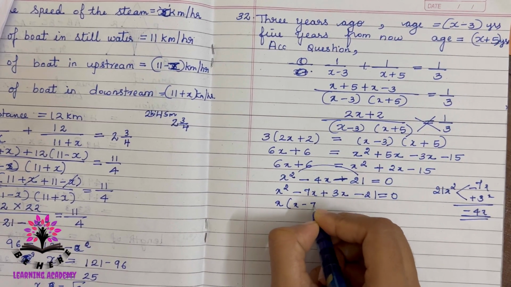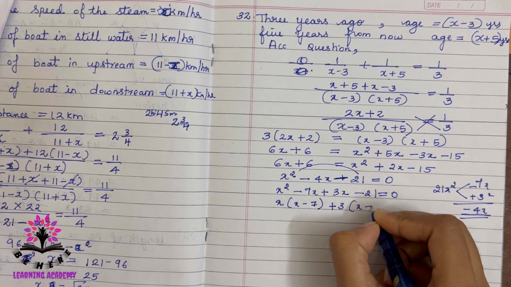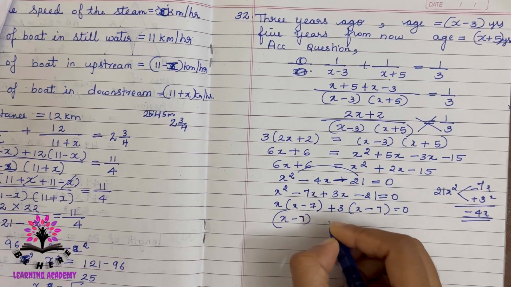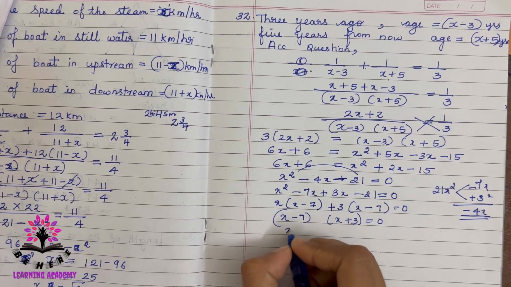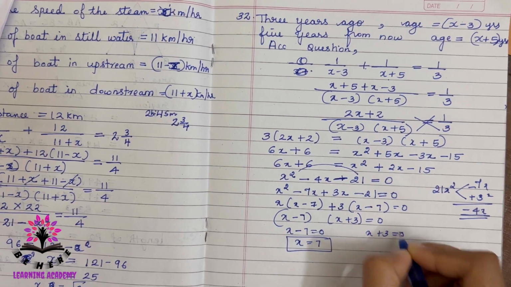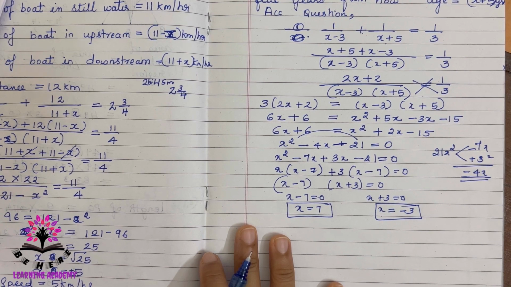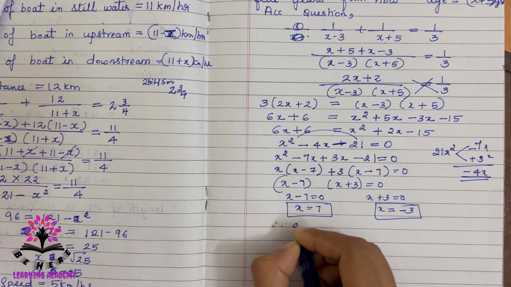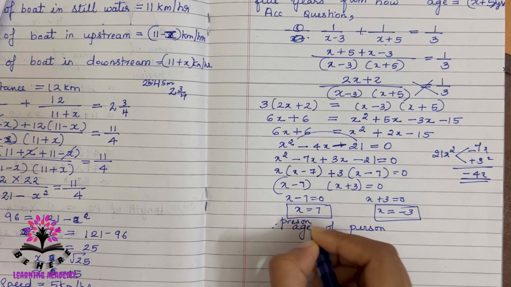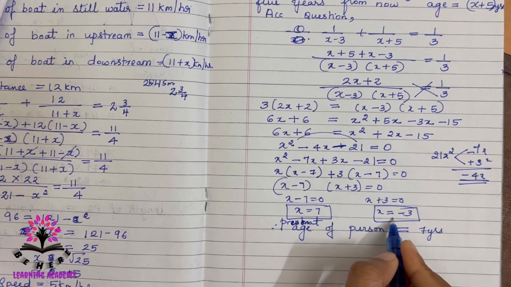x is common, x minus 7. So here plus 3 will be taken as common. So remaining will be x minus 7. So (x minus 7) multiplied by (x plus 3) is equal to 0. So x minus 7 is equal to 0, so x is equal to 7. x plus 3 is equal to 0, so x is equal to minus 3. These are the two answers. But we know that age cannot be negative. Therefore, the present age of the person will be 7. Since you cannot take negative, you have to take the positive value.